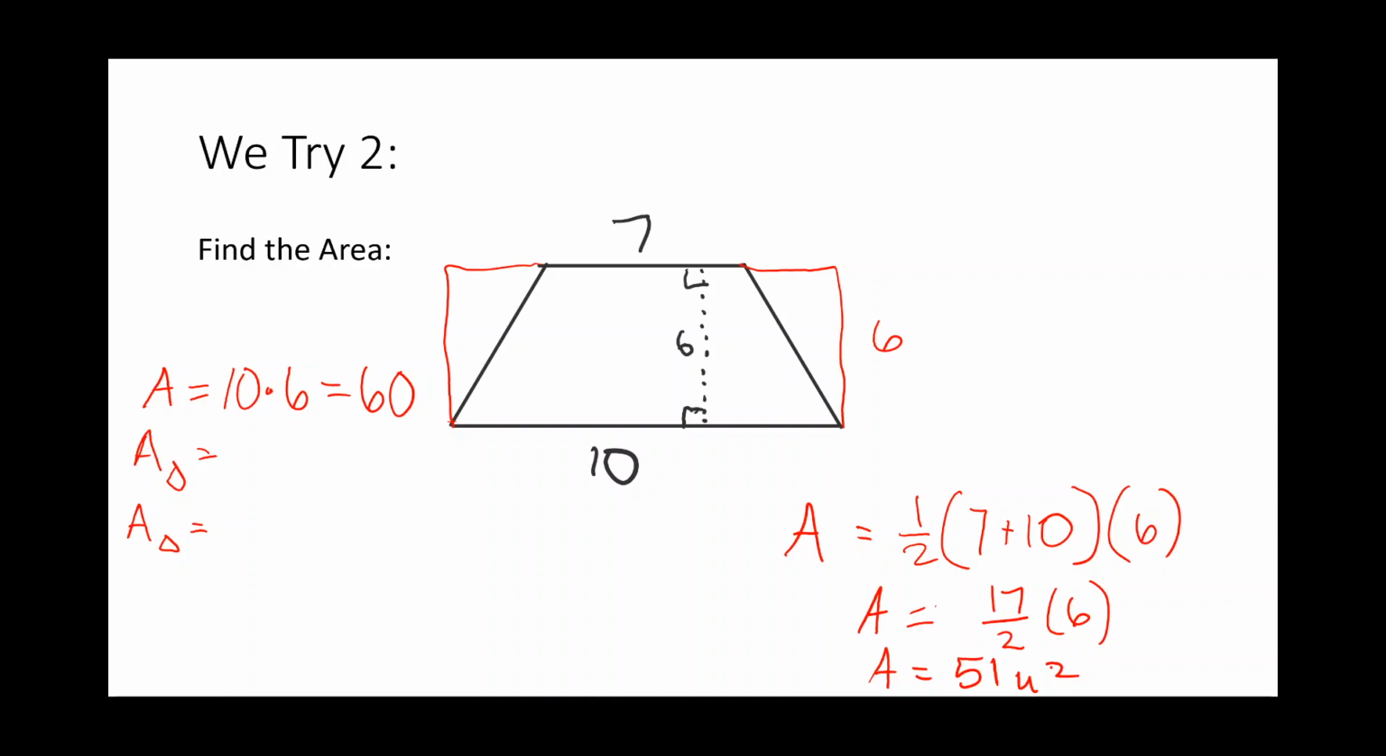So let's see. Each of these shares that remaining. So 7's already used up. That means that each of these gets half of that remaining, which is 3/2 for their base, and then 6 for their height. So they're each going to be 1/2 times 3/2 times their height, which is 6.